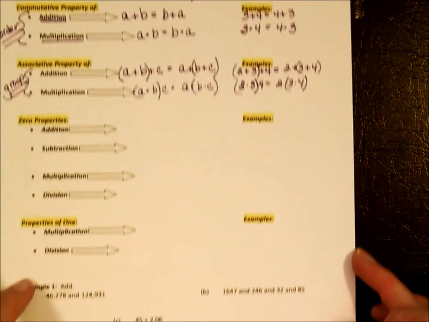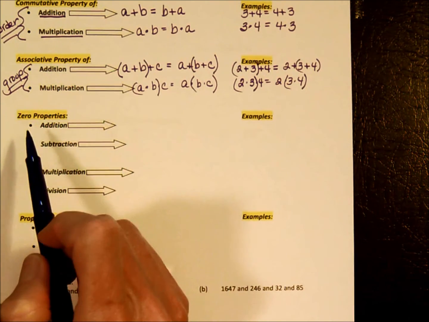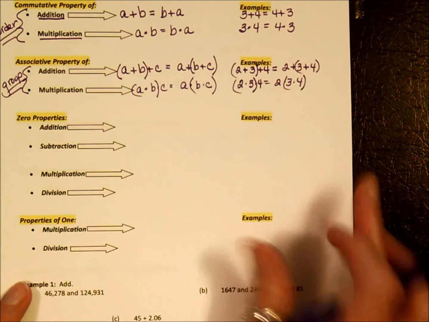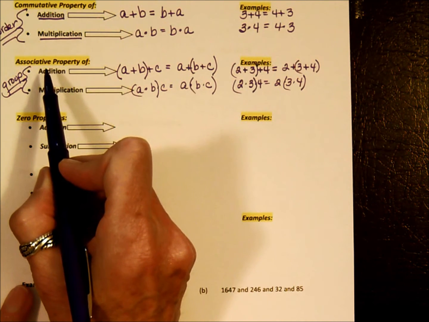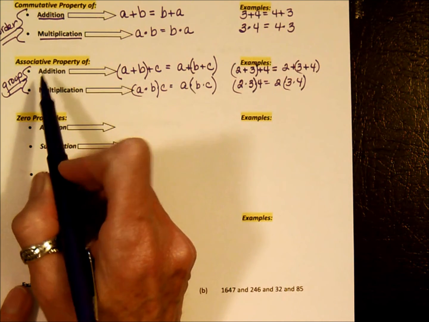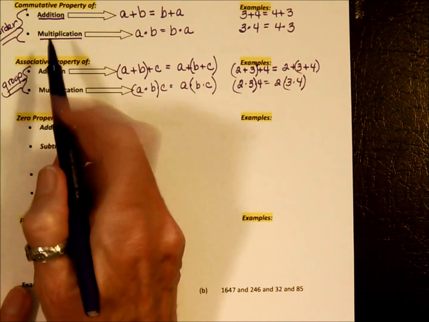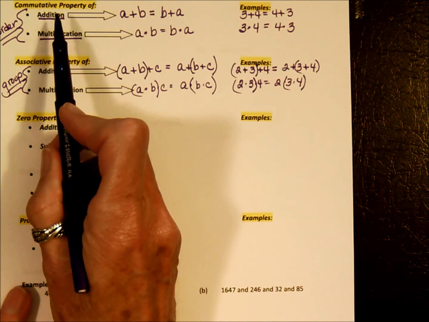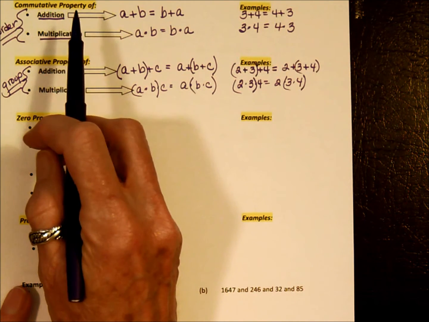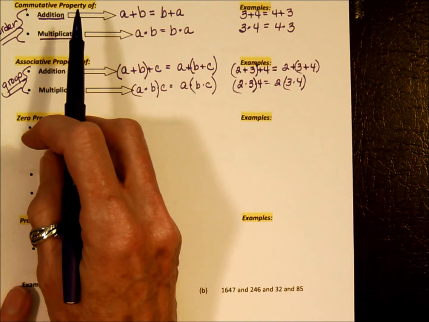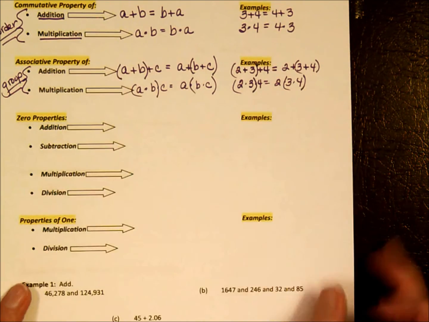All right, let's look at, oh, by the way, before we look at the zero properties, you need to realize that the commutative property and the associative properties do not apply for subtraction or division. For example, commutative subtraction, 7 take away 4 is not the same thing as 4 take away 7. They are related, but they're not the same. And same thing for the associative properties.